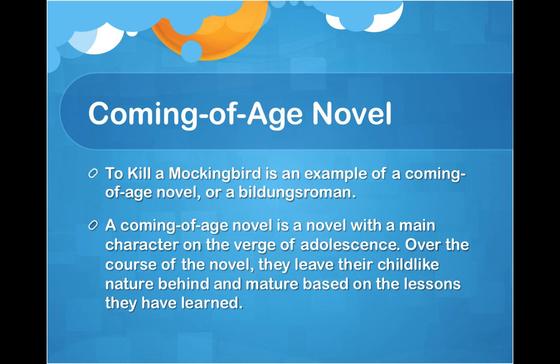A coming of age novel. To Kill a Mockingbird is an example of a coming of age novel, or a Bildungsroman, if you want to get technical. A coming of age novel is a novel with a main character on the verge of adolescence. Over the course of the novel, they leave their childlike nature behind and mature based on the lessons they have learned. The main character, Scout, develops and matures over the course of the novel and leaves her childlike ways behind.